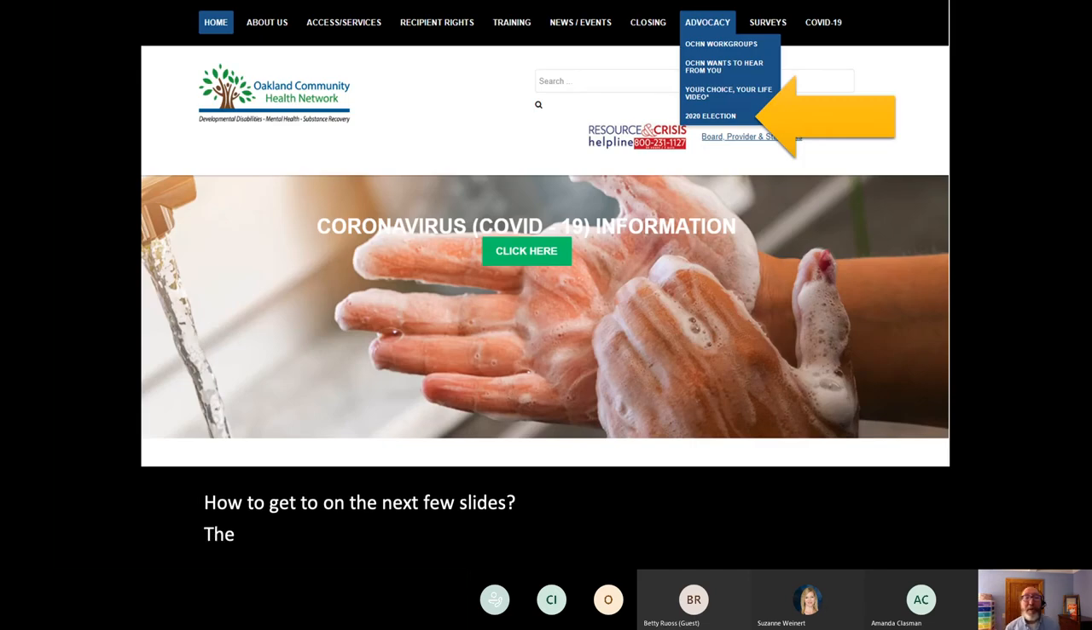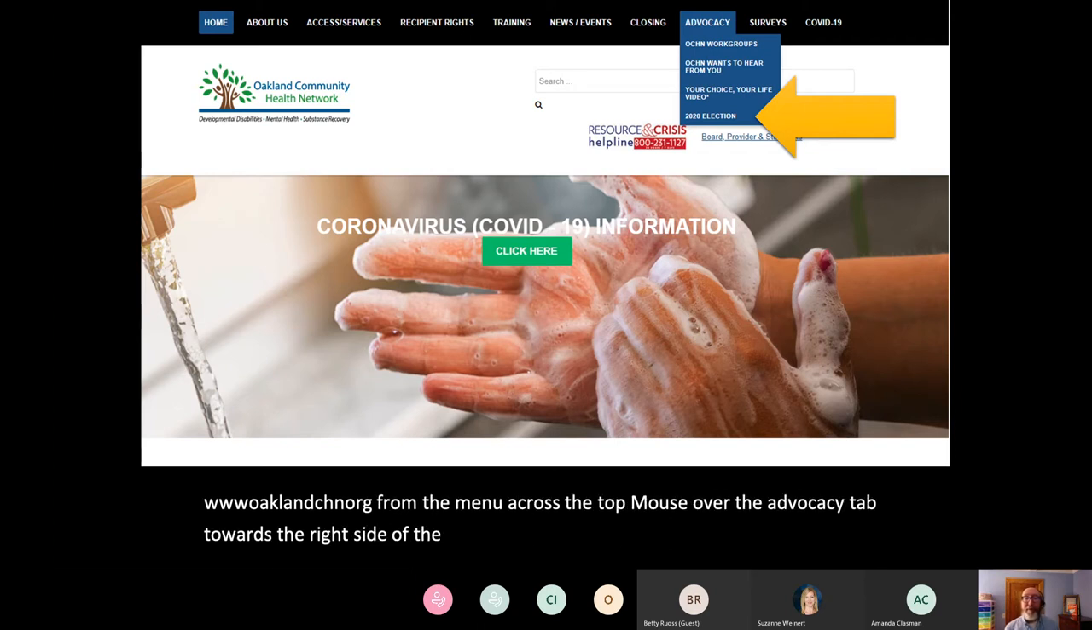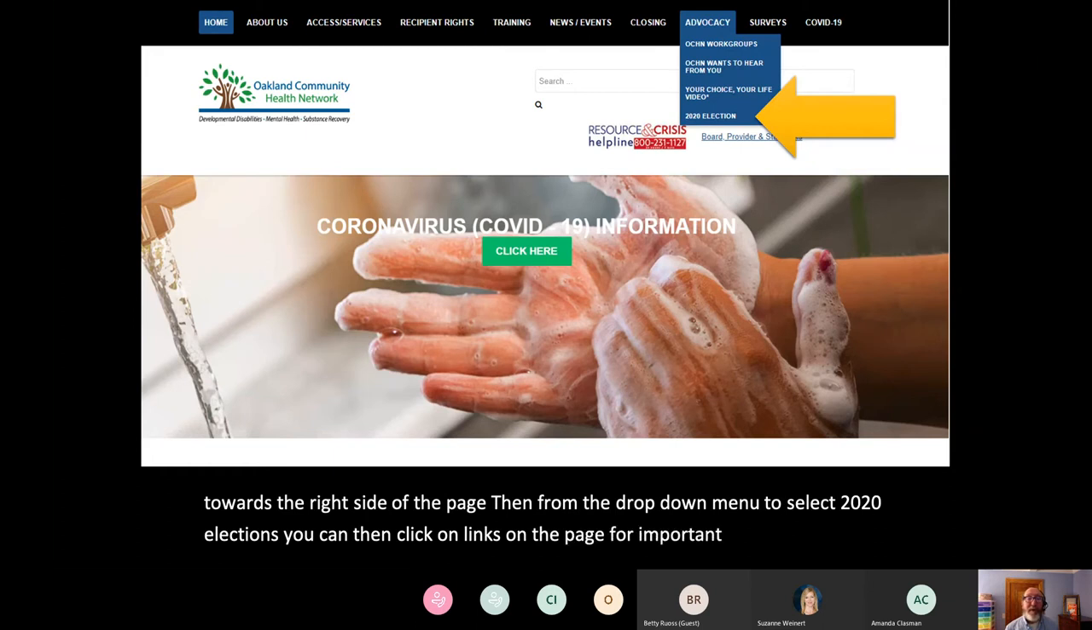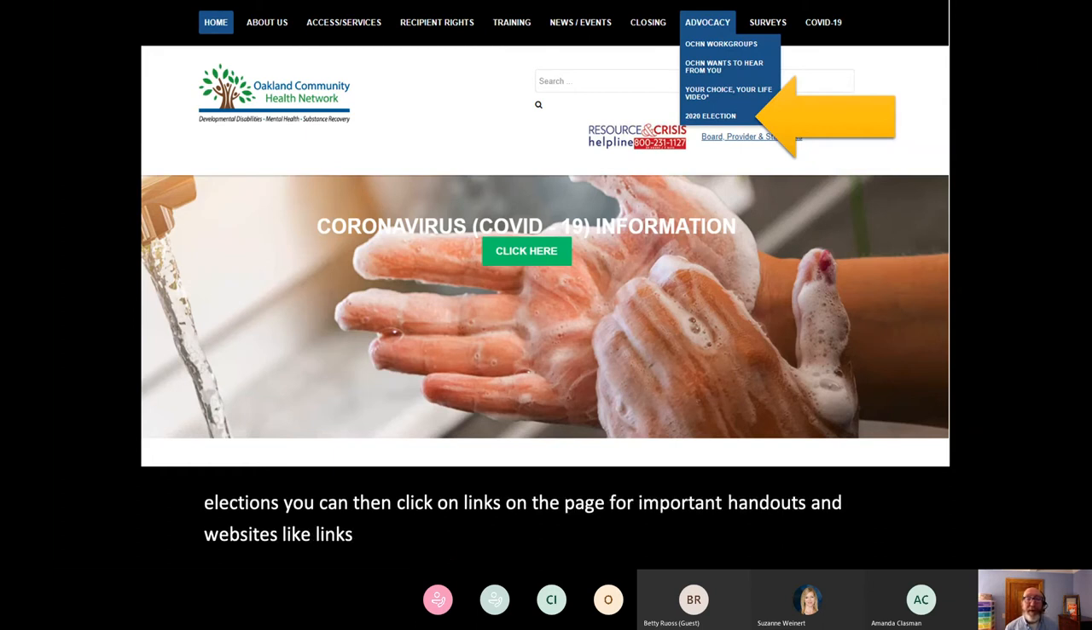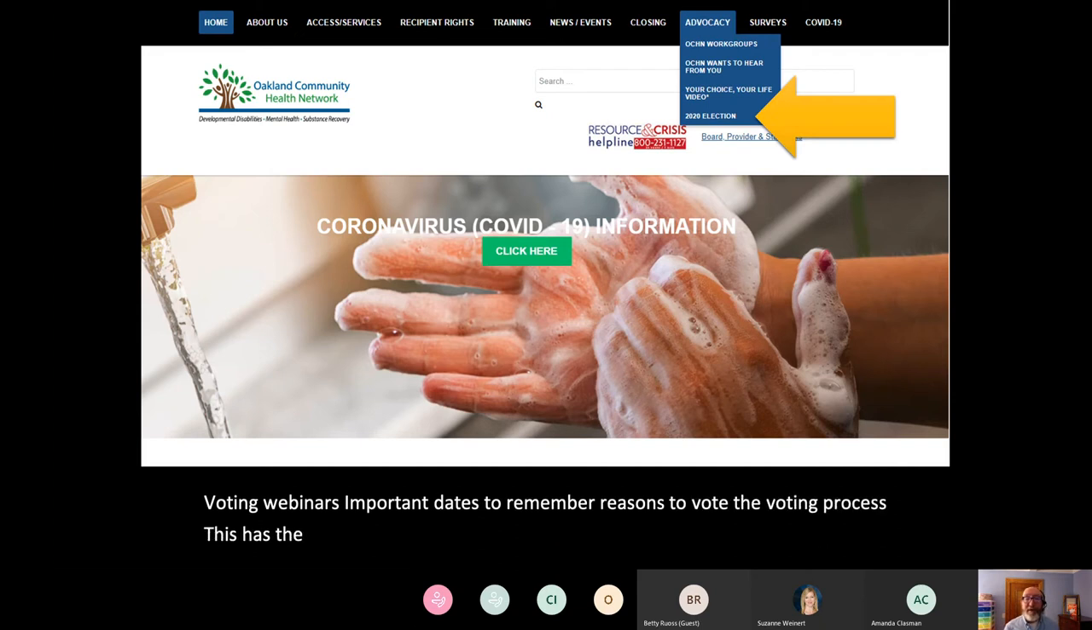To go to the Oakland Community Health Network website, you go to www.oaklandchn.org. From the menu across the top, mouse over the Advocacy tab towards the right side of the page. Then from the drop-down menu, you select 2020 Elections. You can then click on links on the page for important handouts and websites, like links to the page for the OCHN webinars, voting webinars, important dates to remember, reasons to vote, the voting process. This has the online voting resources listed on the previous slide on the bottom of the page.